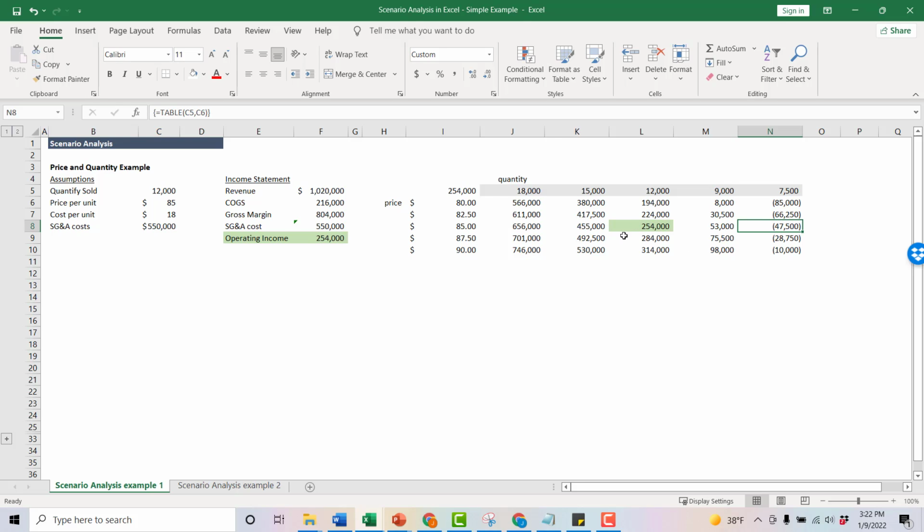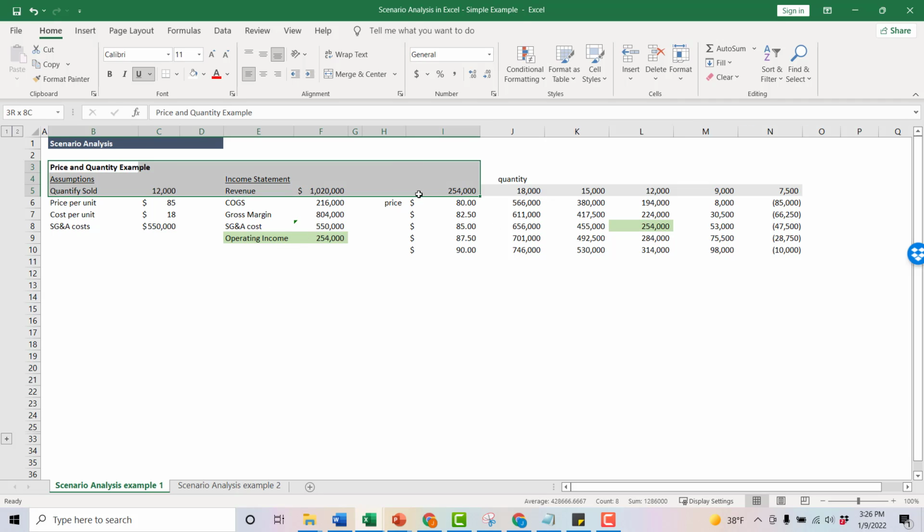So this gives you an idea of, hey, if my target instead of 454 is 375,000, you can look in here and say, well, what do I need to do to get to that number? So this is one example. So let's build on this example a little bit.